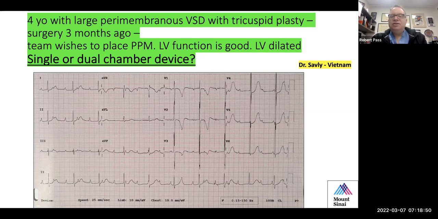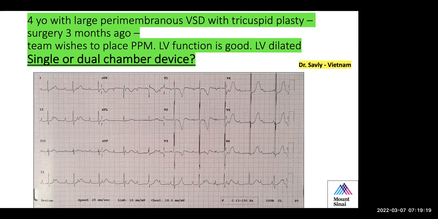So Dr. Savli wanted to know whether I thought this patient would benefit from a single or a dual chamber device. So I'm going to phone a friend here. You did a great job. Let me see if maybe Dr. Barris, could you comment on whether you would consider putting in a single or a dual chamber device, and what would be the benefits of one versus the other?